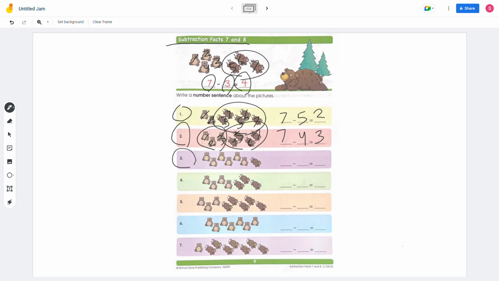Number 3, we have 7 bears. So write 7 over here. And 1 of them is left. So write 1. And then 1, 2, 3, 4, 5, 6 of them stayed. So write, the answer will be 6.